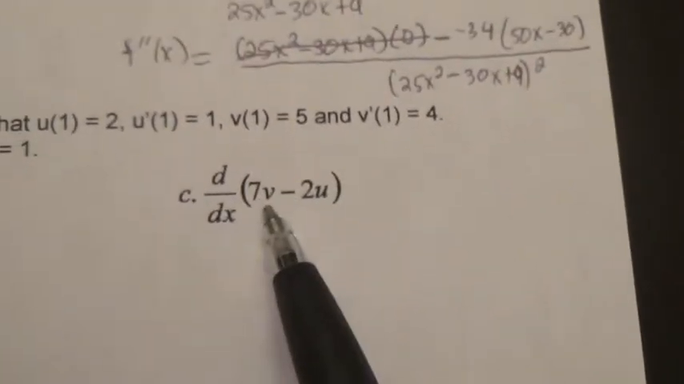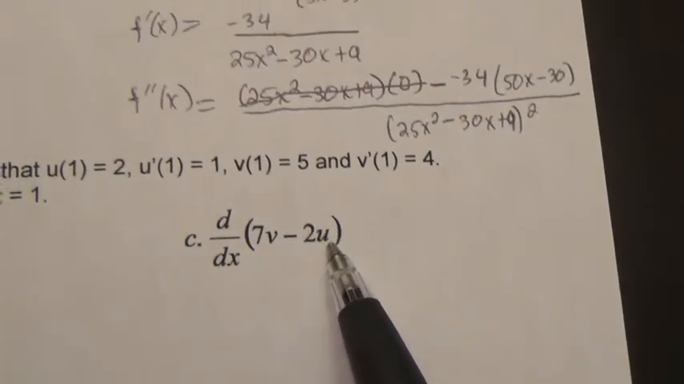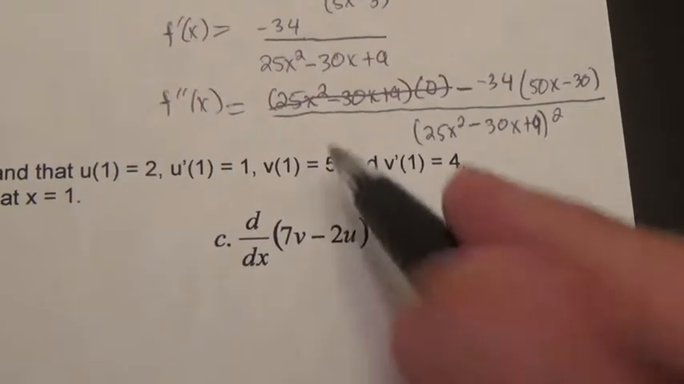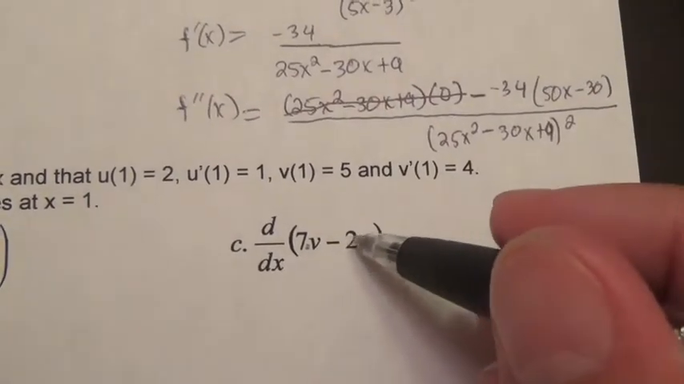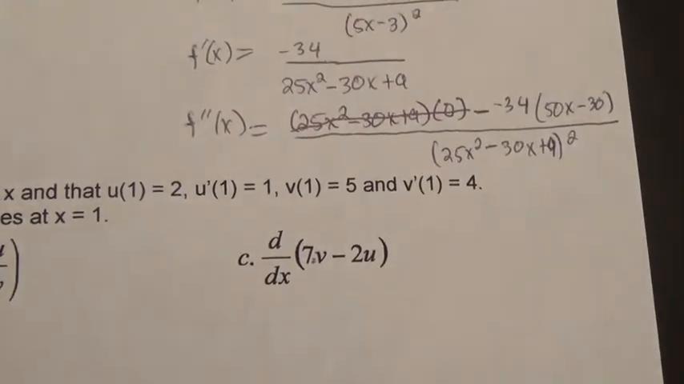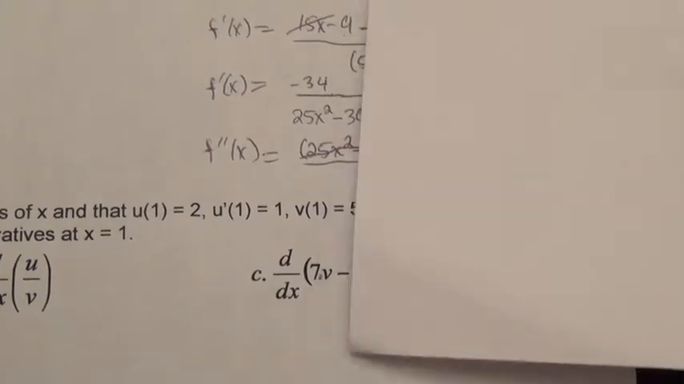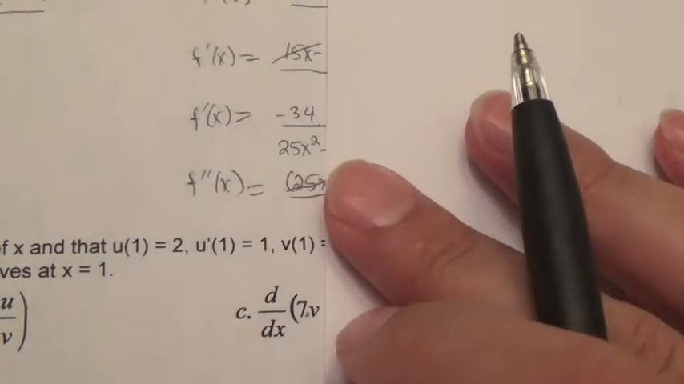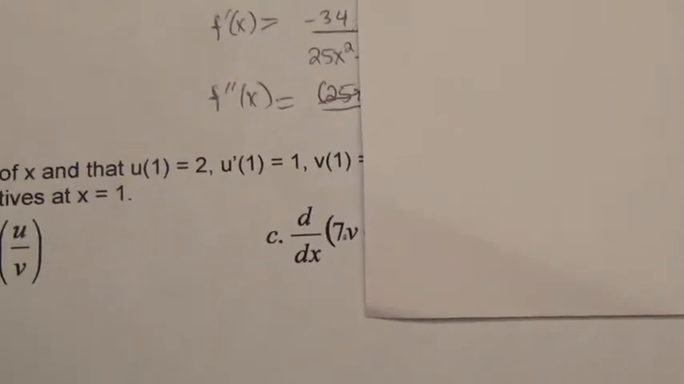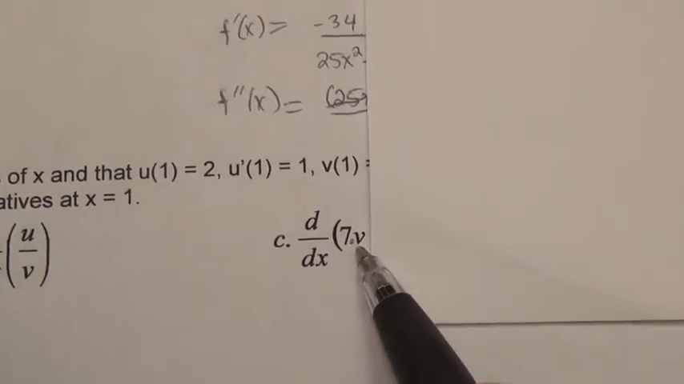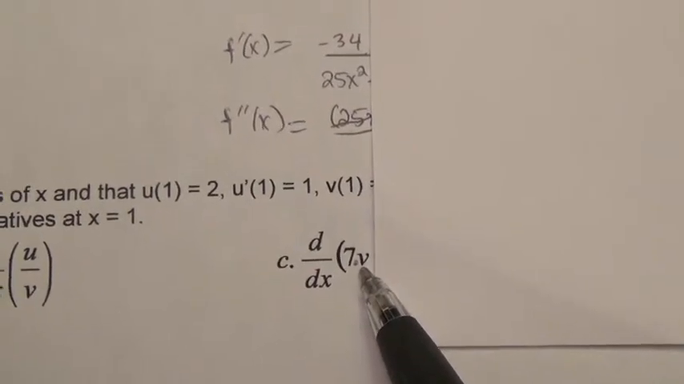Alright, C. Notice you have 7v minus 2u. Technically this is a product. I have 7 being multiplied by v. Alright, so let's ignore the 2u right now. So pretend it is not there. And let's say the 2u is not even in this problem, and all we wanted to do was take the derivative of 7v. It's a product. This is our first term, that's our second term. So we would technically need to do the product rule.